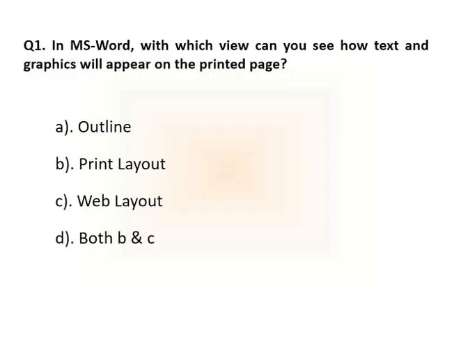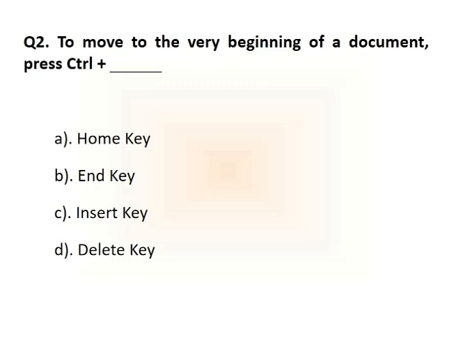In MS Word, with which view can you see how text and graphics will appear on the printed page? Option number B, print layout. To move to the very beginning of a document, press Ctrl+. Option number A, Home key, and Ctrl+End key will move to the bottom of the document.